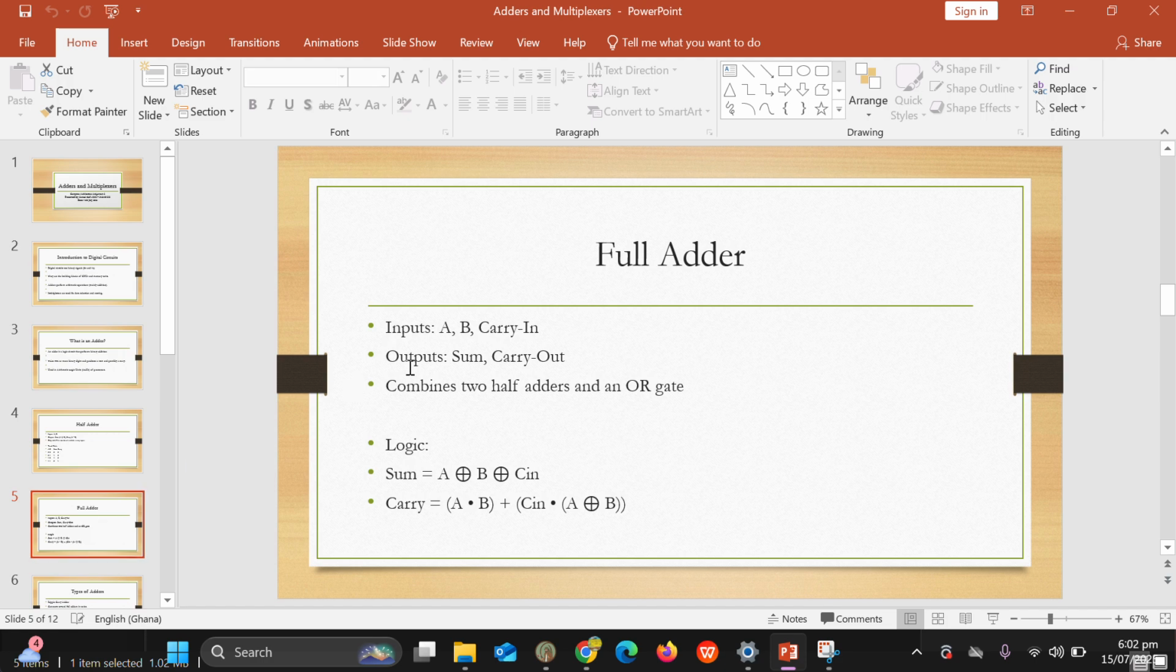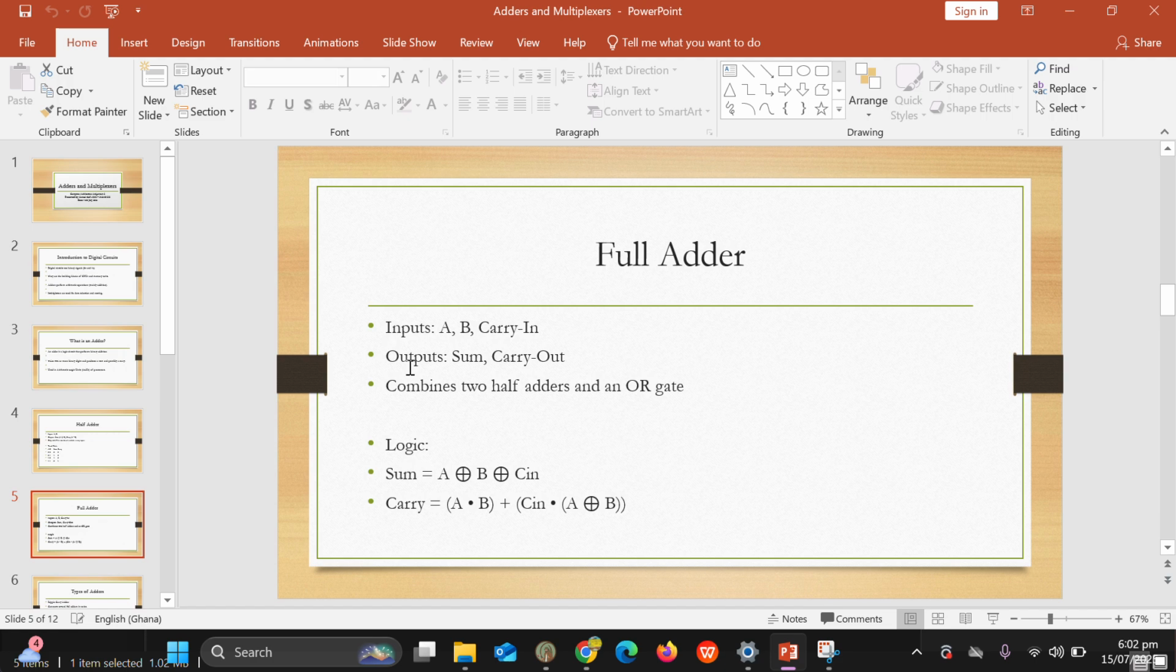A full adder. A full adder overcomes the limitations of a half adder by adding a third input, carry in. This allows it to be used in multi-bit addition, where carries from previous stages must be accounted for. A full adder is typically made from two half adders and an OR gate to combine the carries.